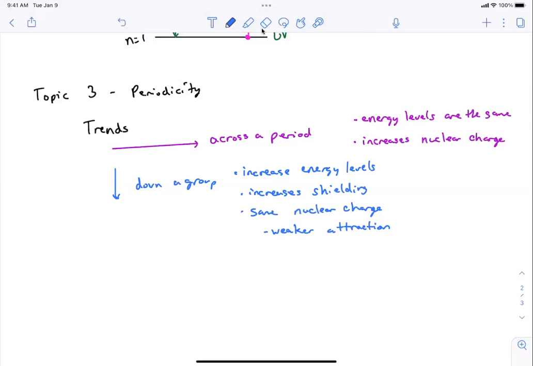Electronegativity, the attraction for a shared pair of electrons. Well, the bigger the atom is, the further the shared pair of electrons are away from the nucleus. Therefore, you have a weaker attraction, so it's going to have a lower electronegativity. Those are the two ideas that you really want to think about, and you can apply them to every single trend. Questions?